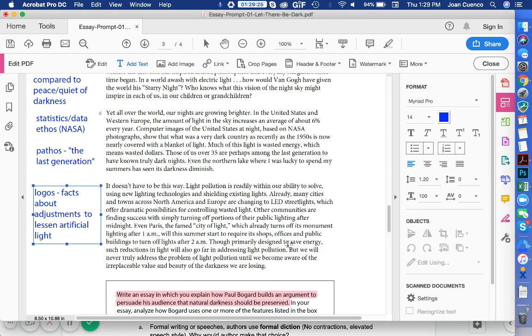And let's go back to his closing sentence. We will never truly address the problem of light pollution until we become aware of the irreplaceable value and beauty of the darkness we are losing. So again, notice the choice of the words here. He is very poetic throughout this essay. So, by using these complimentary words to describe darkness, that's diction. It's another way that he can persuade, by telling us that something is beautiful, so of course it's valuable as well. So those are my notes on annotating.